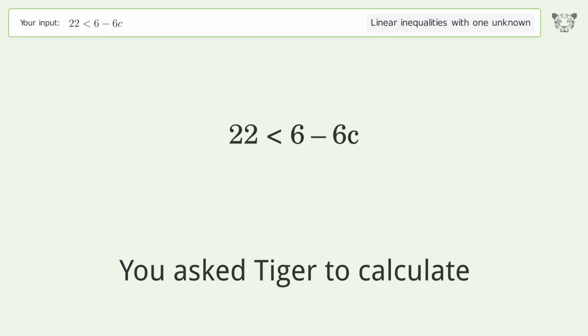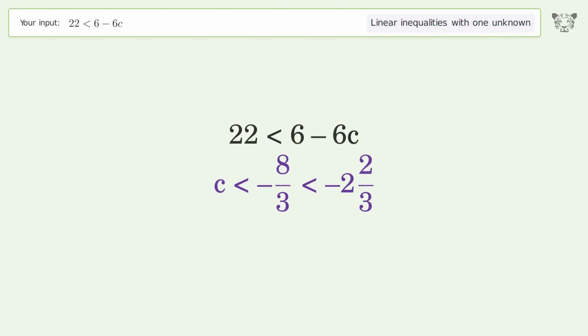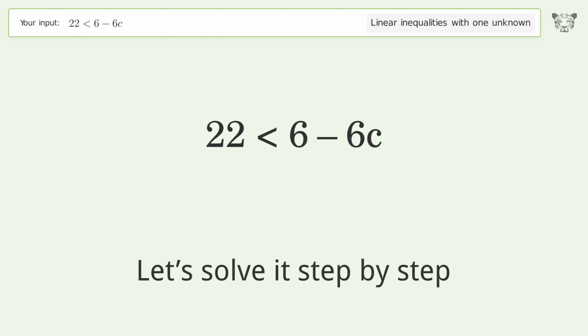You ask Tiger to calculate. This deals with linear inequalities with one unknown. The final result is c smaller than -8/3 smaller than -22/3. Let's solve it step by step.